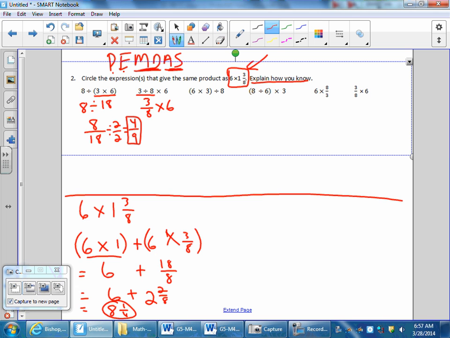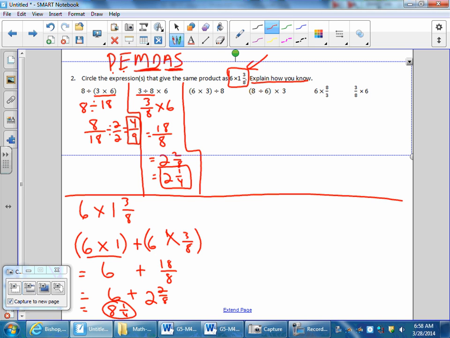Multiply my numerator times whole number is 18. 18 divided by 8. 18 divided by 8 is 2 and 2/8, which ends up being 2 1/4. If you could see, you might tell why I thought that the original expression was supposed to be 6 times 3/8, because that would give us the same answer as the problem we just did.